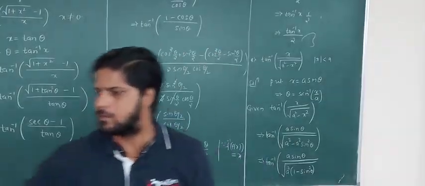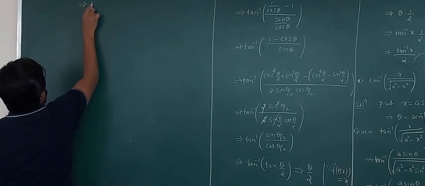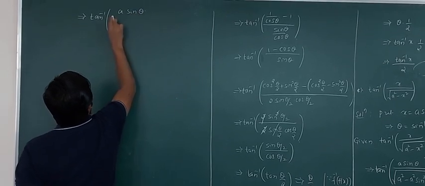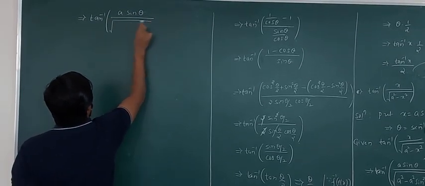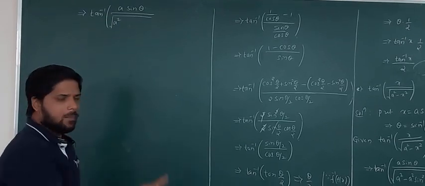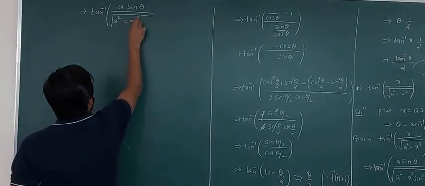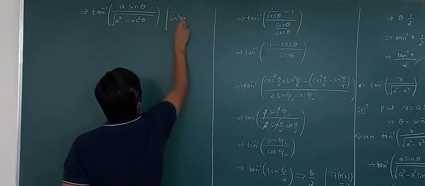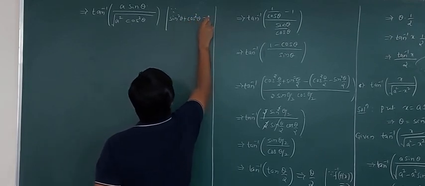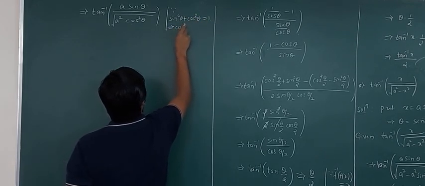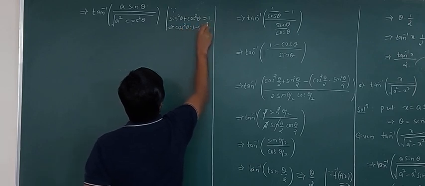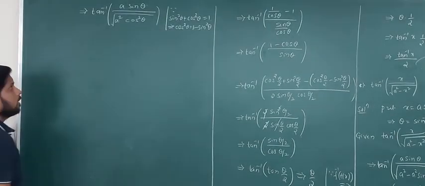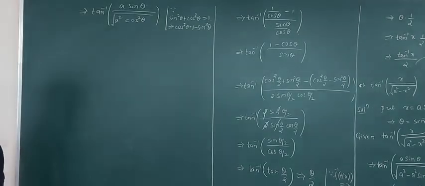Tan inverse of the numerator as it is, a into sin theta, divided by under the root a square as it is, 1 minus sin square theta, which is nothing but cos square theta, because we know that sin square theta plus cos square theta equal to 1, then cos square theta equal to 1 minus sin square theta. So a square cos square theta, both under the root.